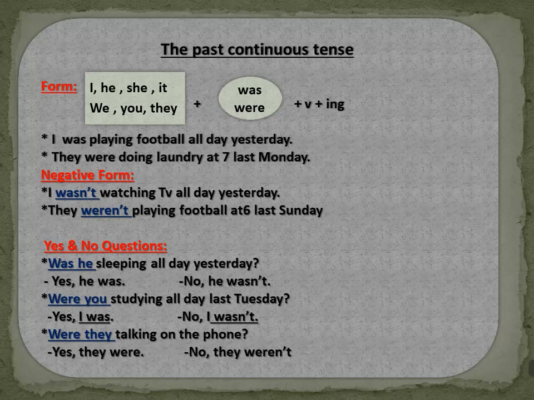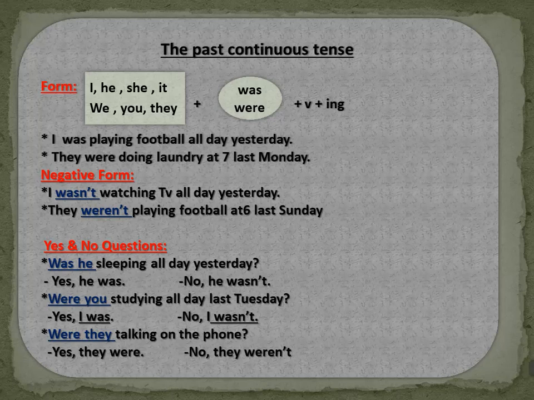I was playing football all day yesterday. All day yesterday means the whole day yesterday. It is a specific time. I was playing football all day yesterday. They were doing laundry at 7 last Monday. Were plus verb plus ing.